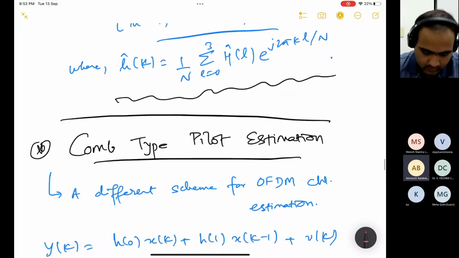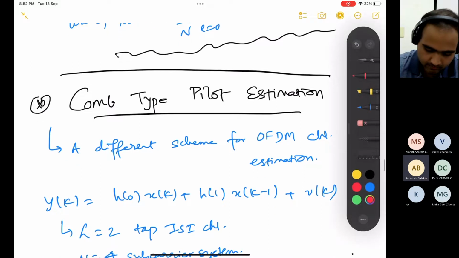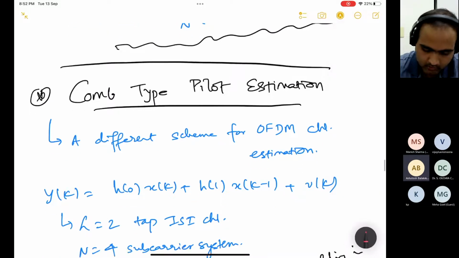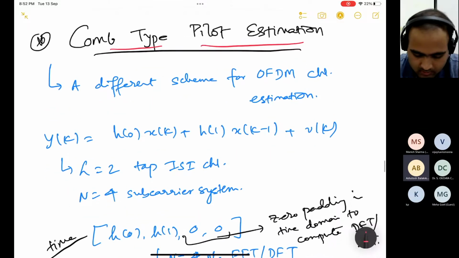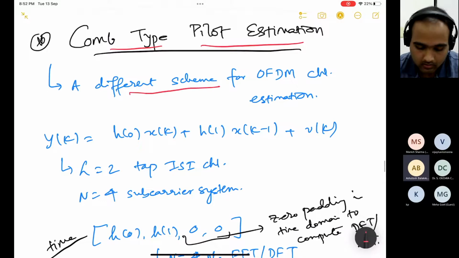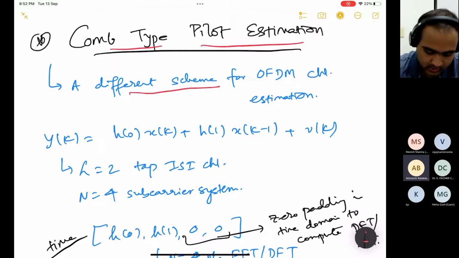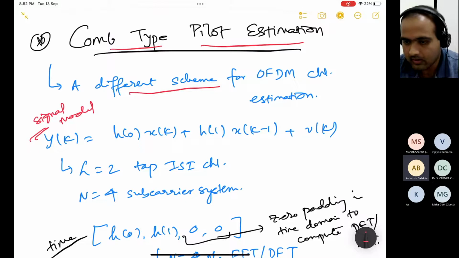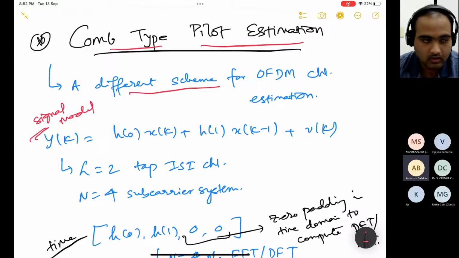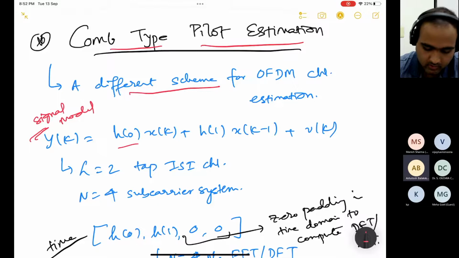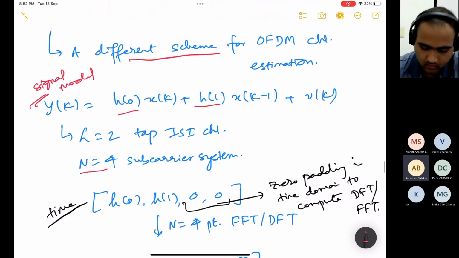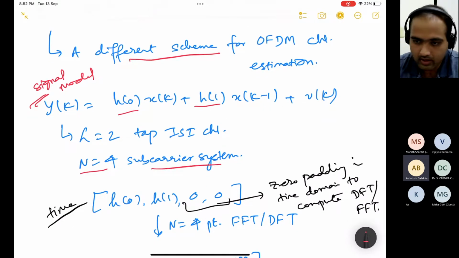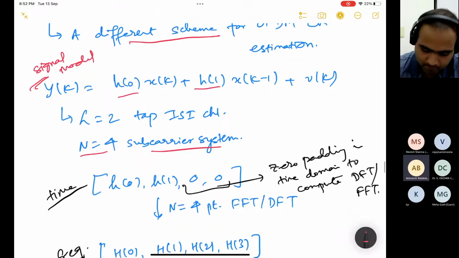So another topic which we have to discuss is the comb type pilot estimation. Now, what is the comb type pilot estimation? This is a different scheme for OFDM channel estimation. So again, you still have the signal model which contains the multipath. So H0 and H1, you still have the two-tap signal model, right? And N is 4, that is we have 4 subcarriers and a two-tap ISI channel.